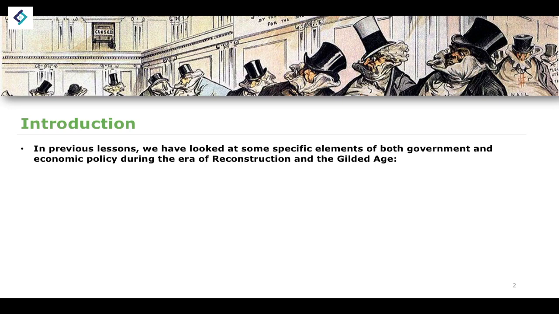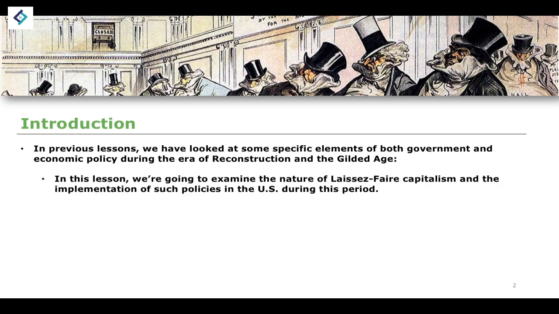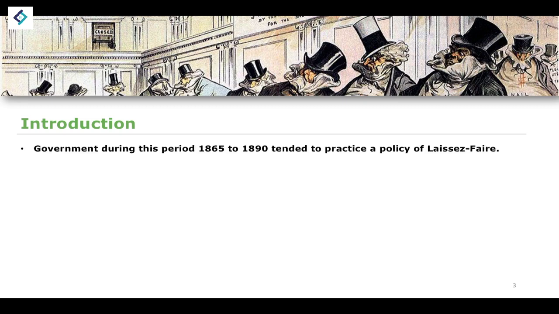So we've looked so far at specific elements of both government policy and economic policy during the era of Reconstruction and the Gilded Age. We're going to talk about what laissez-faire capitalism actually involves and entails, and we'll talk about how the implementation of such policies took place during this period in the United States. So we can generally define the government, or the governments, of 1865 to 1890, the Reconstruction and Gilded Age period, as one that is practicing the policy of laissez-faire capitalism.